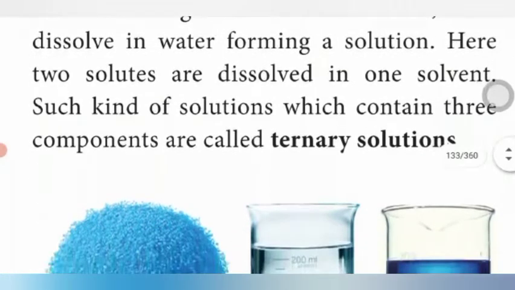Such a solution which contains three components is called a ternary solution. What are the three components? Two solids and one solvent present in this solution. So a solution with three components is called ternary solution.